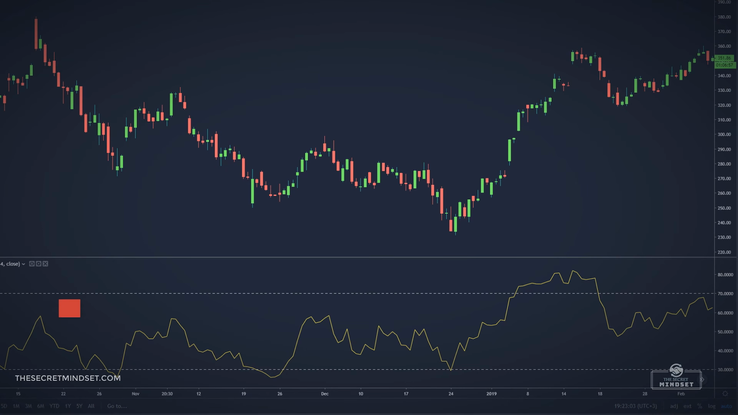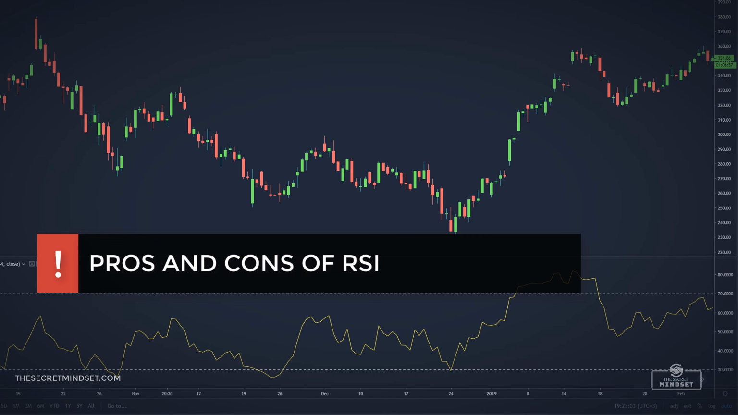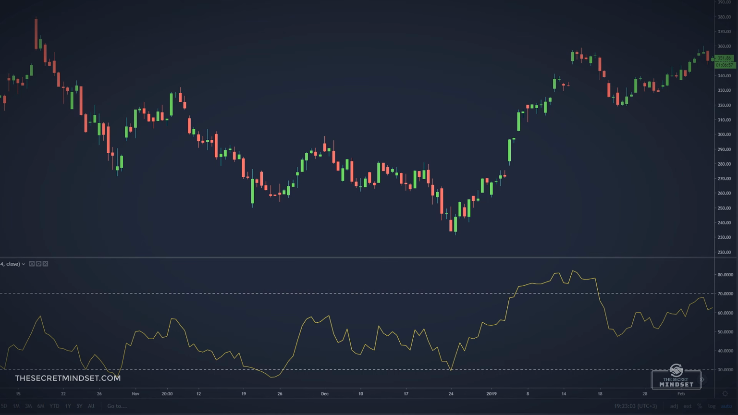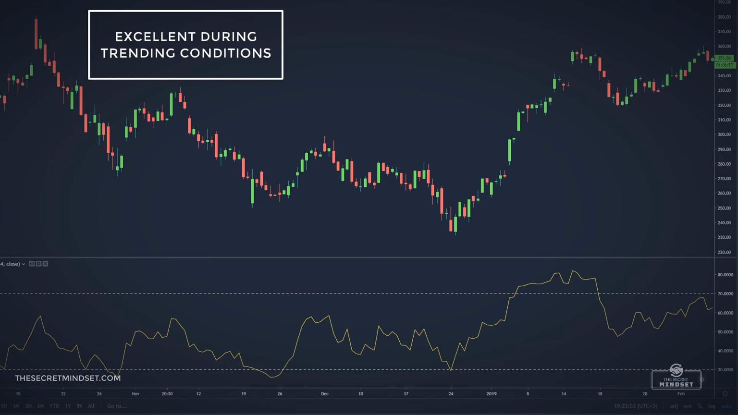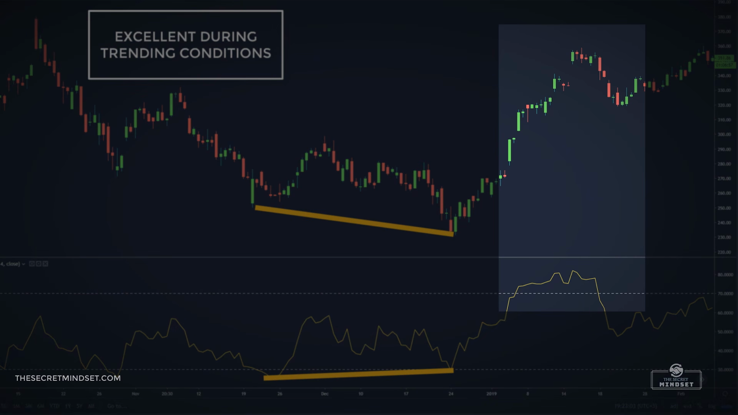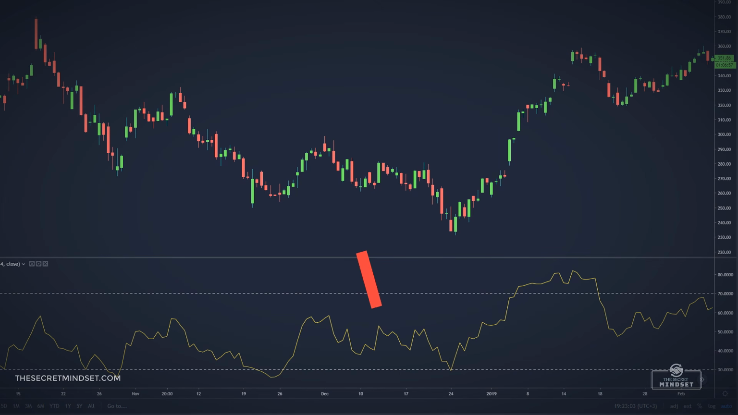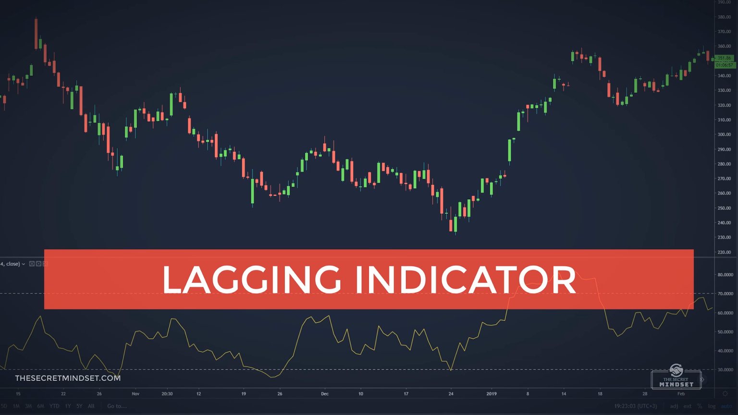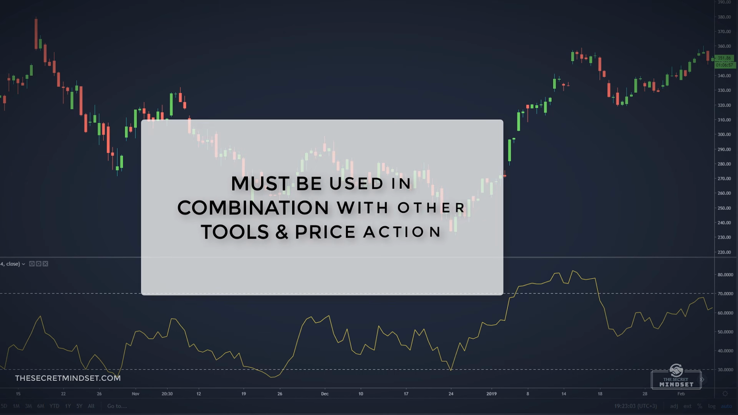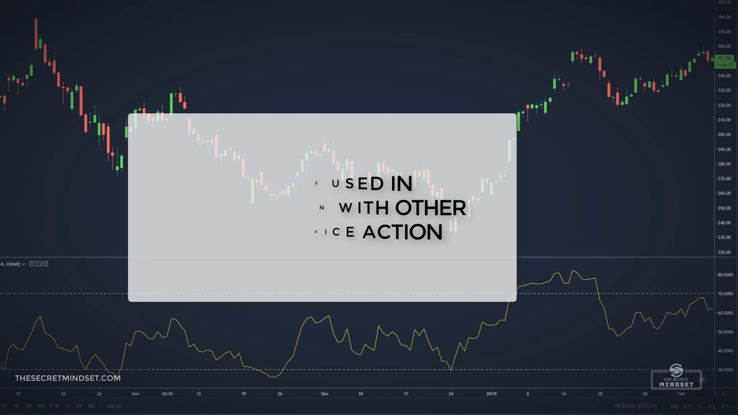Now that we saw how to trade with the RSI, let's consider the pros and the cons of using this indicator. The RSI is very good during trending market conditions combined with moving averages. Also, it is excellent at identifying divergences on a chart and overbought and oversold areas. At the same time, the RSI is a lagging indicator and does not contain all the data necessary for a proper analysis of price action, so it should be used in combination with other tools.